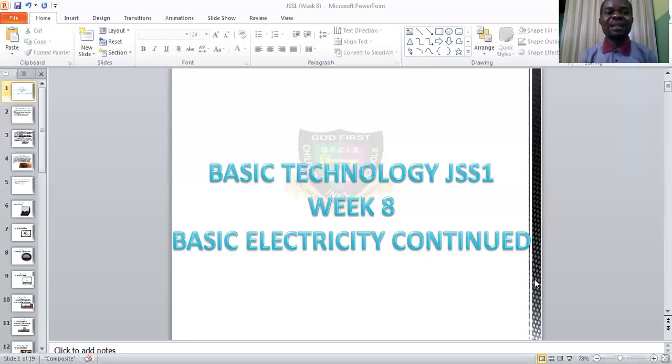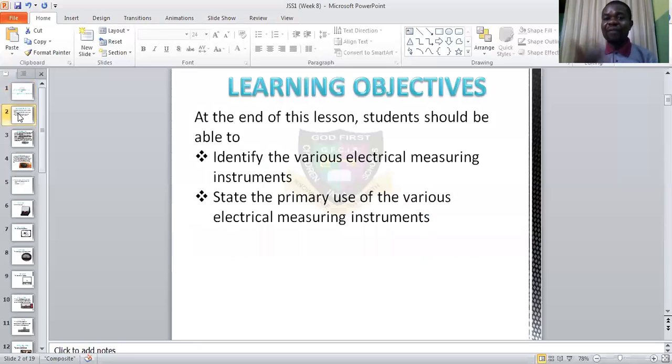Now let us look at the objectives for the lesson. You know that every time we always share the learning objectives as we are progressing. What are the objectives for this lesson? At the end of this lesson, one, you should be able to identify the various electrical measuring instruments. Two, you should be able to state the primary use of the various electrical measuring instruments. You shouldn't just know or identify them. You should be able to state the use of these instruments we are talking about. That's the second objective.